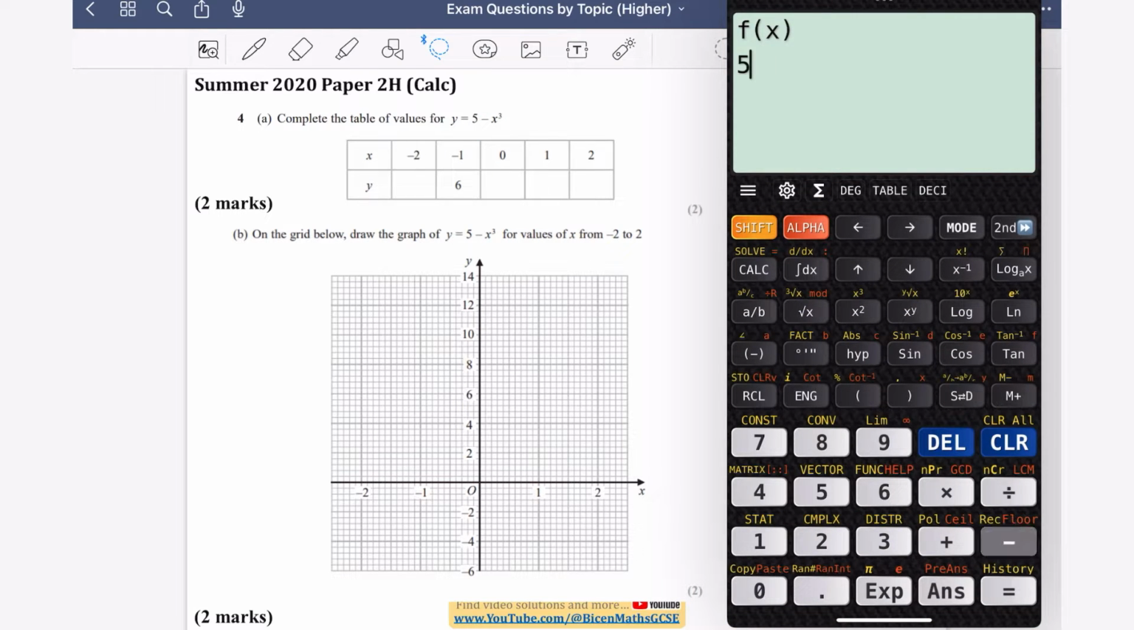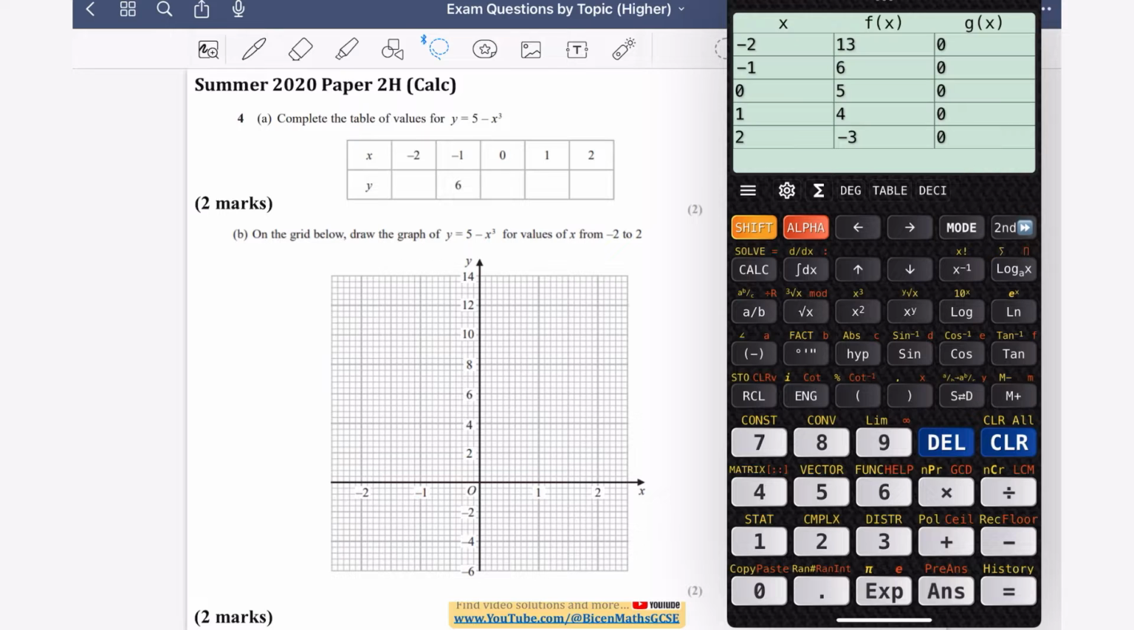So I'm going to type 5 minus, press alpha to get the red letters, 5 minus x cubed, so I'm going to do x to the power of 3, and it's going between minus 2 and 2. If it says g of x, just press equals to move on to the next bit. So I'm going to start at minus 2, end at 2, and go up in ones. It fills in the whole table for you, so we get 13, 6, 5, 4, and minus 3.